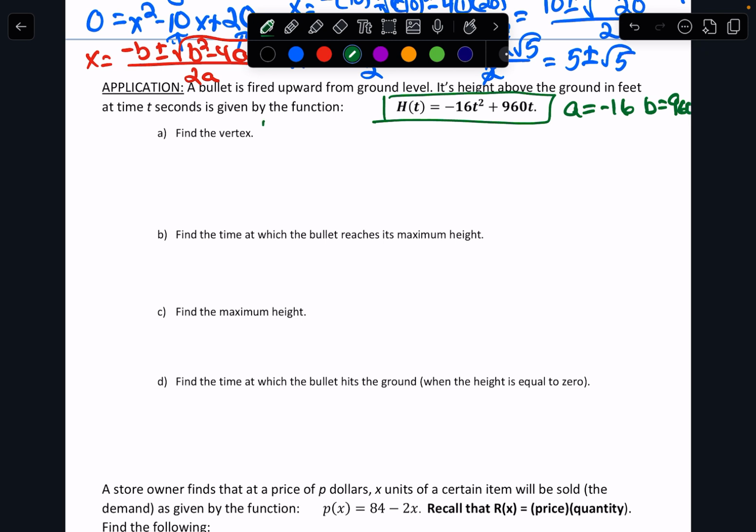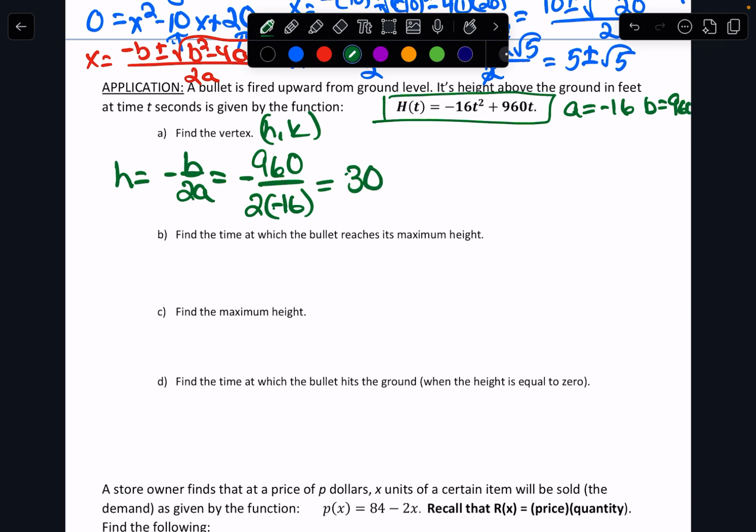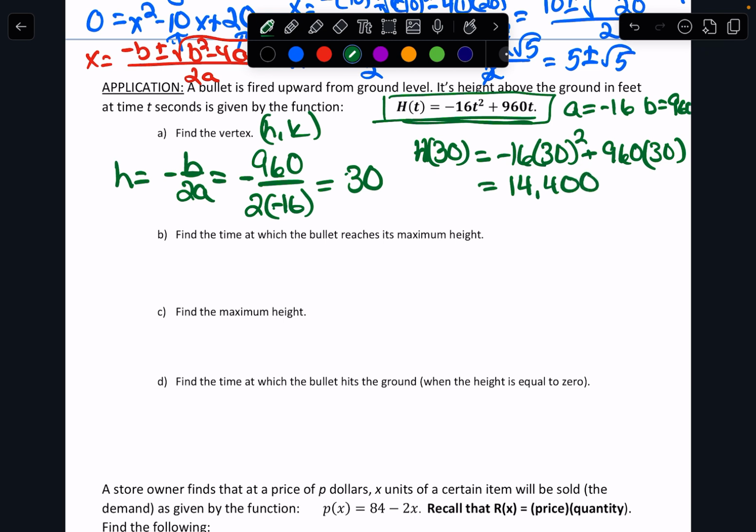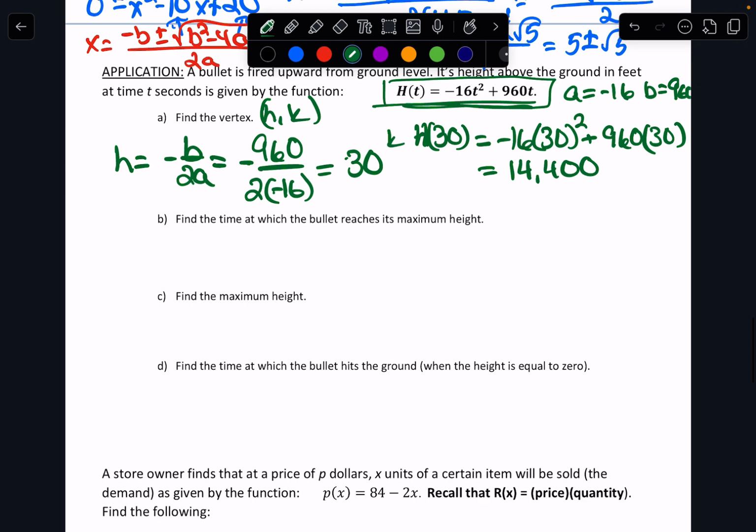We're going to find the vertex, which is our (h, k), and for that we have the formula h equals -b over 2a. Our b is 960, and 2 times -16. When we plug this in, we have 2 negatives, so we know we're going to have a positive answer. 960 divided by 2 times 16 is 30. That is our h coordinate of the vertex. To find our k coordinate, we plug that 30 into the equation we're given: -16 times 30 squared plus 960 times 30. We get 14,400. So the vertex is (30, 14,400).